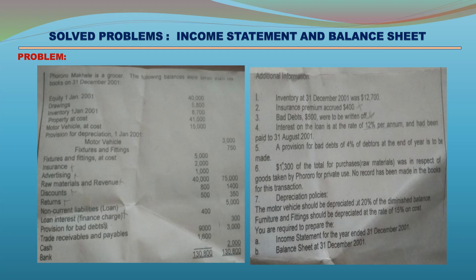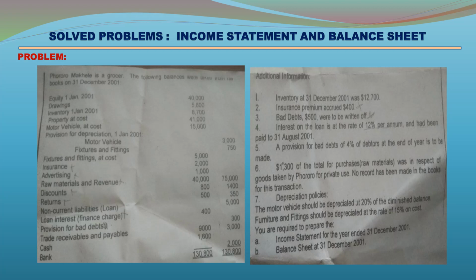Furniture and fittings at cost 5,000. Insurance 2,000 debit. Advertising 1,000 debit. Raw materials 40,000 debit. Revenue 75,000 credit. Discounts received 1,400. Discounts allowed 800. Returns 500 and 350, debit and credit respectively. Non-current liabilities loan 5,000 credit. Loan interest finance charges 400 debit.